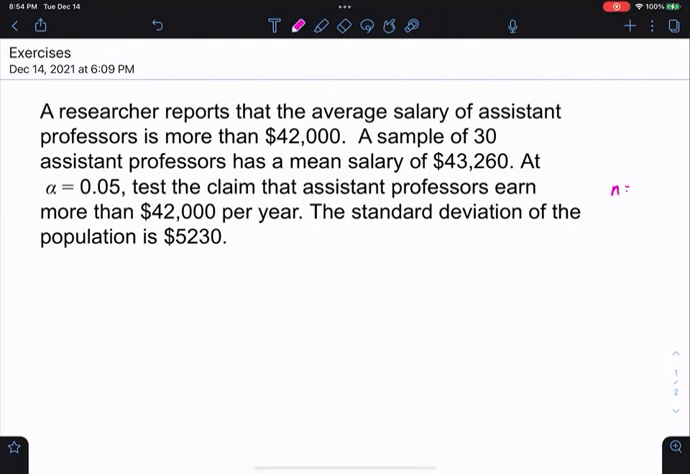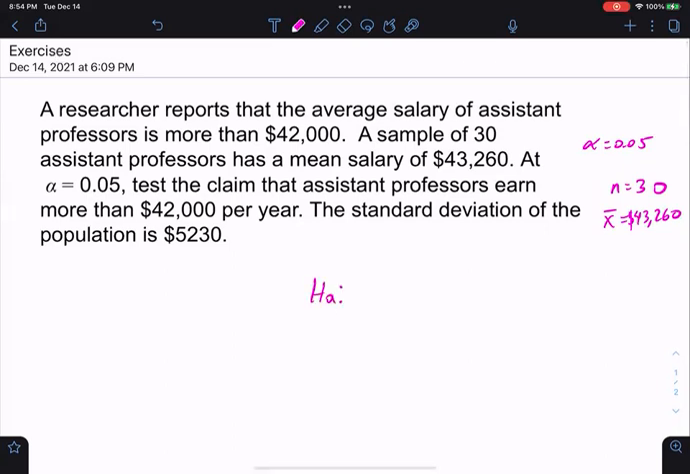A sample of 30, so n equals 30, assistant professors has a mean salary, so that's the mean of that sample, of 43,260. And alpha is 0.05. There's a claim that the assistant professors earn more than 42,000. And then the null should be that they make less than or equal to 42,000. So that's your null and your alternative hypothesis.